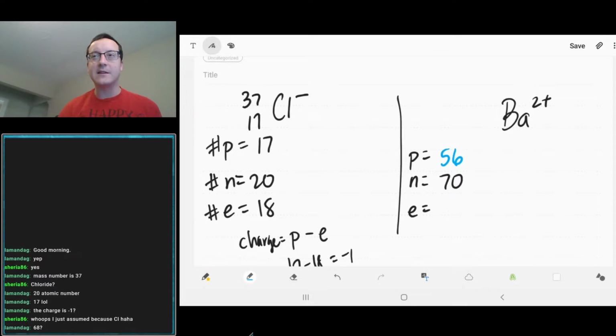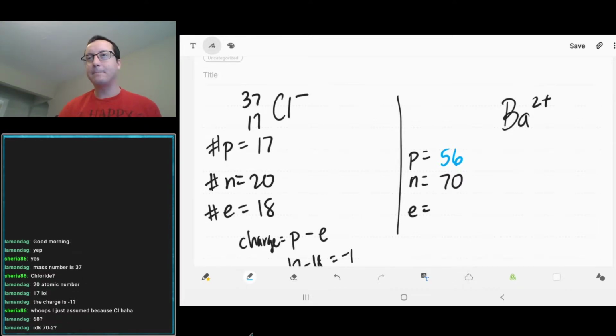68, huh? Where did 68 come from? And what is 68 for? Are you looking for electrons? In that case, I would not say 68. You have the right idea, but take a look on the left there. Look what charge is equal to.